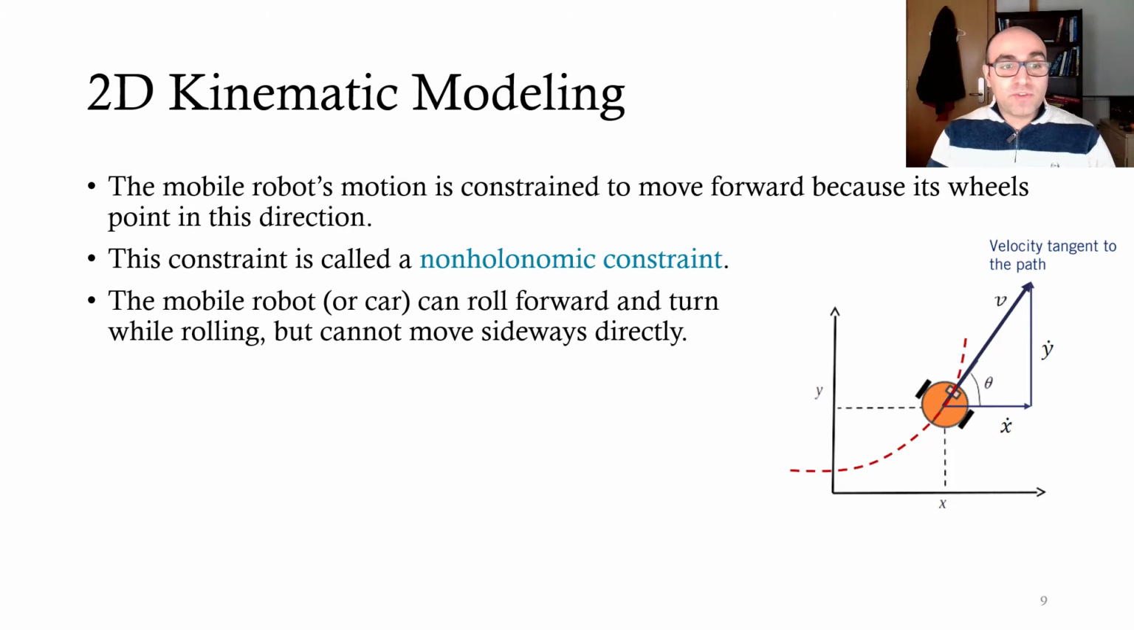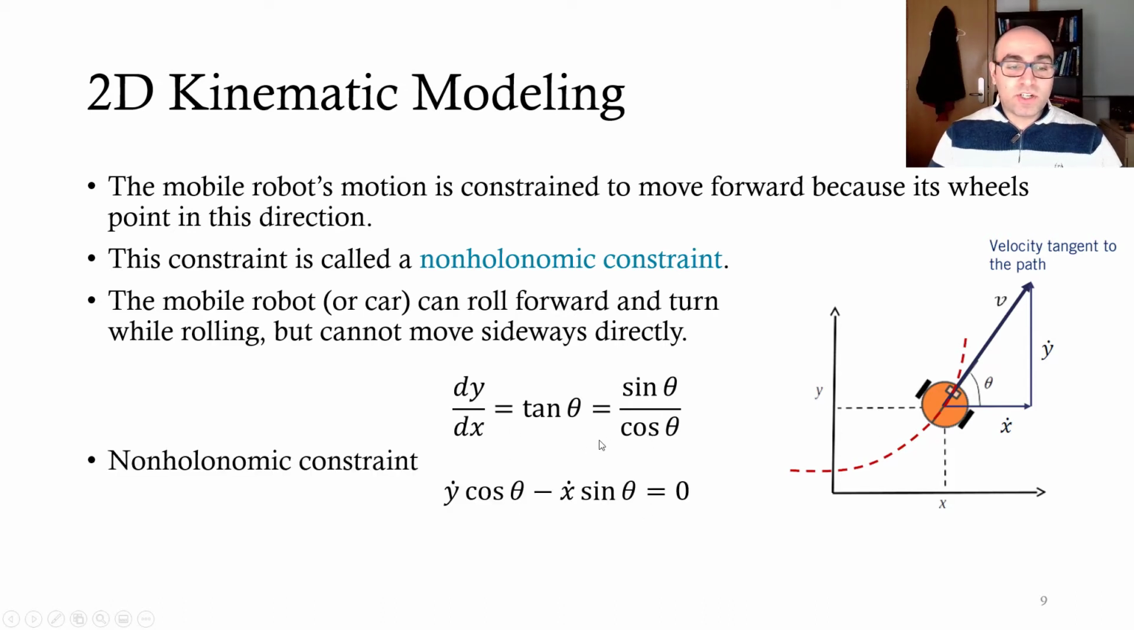So, in other words, your car can roll forward and turn while rolling. However, it cannot move sideways directly at any time. This constraint has an effect on the model we find. So we have this relationship all the time. dy over dx, that's the velocity, equals tan of theta, as you can see here. And tan is sine over cosine, so you can write the non-holonomic constraint, which is given by this equation.